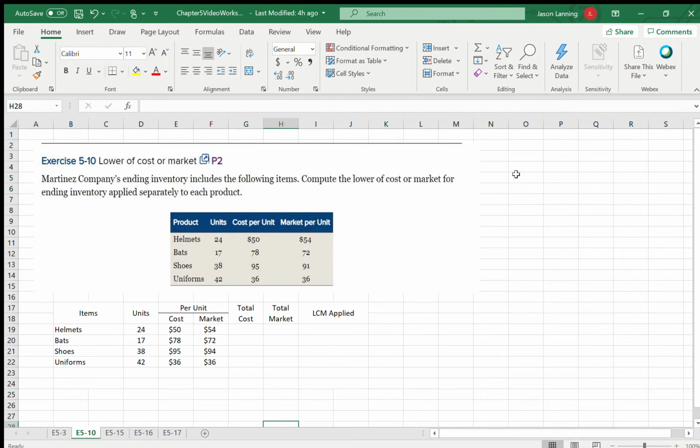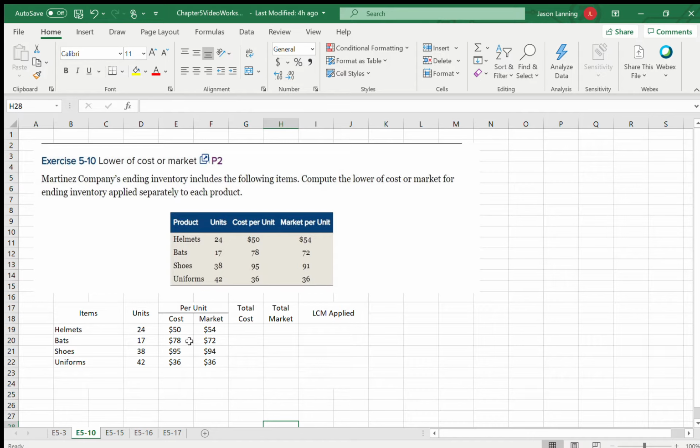Okay, let's see. Second part of chapter 5. This is exercise 510. We're looking at the lower of cost or market here. Basically, what we're saying is if the market value of something has devalued so much since we bought it that the market value of replacing it is less than what we paid for it, we have to hold it on the balance sheet at that amount. So we're figuring out what is the lower of cost or market for these items.